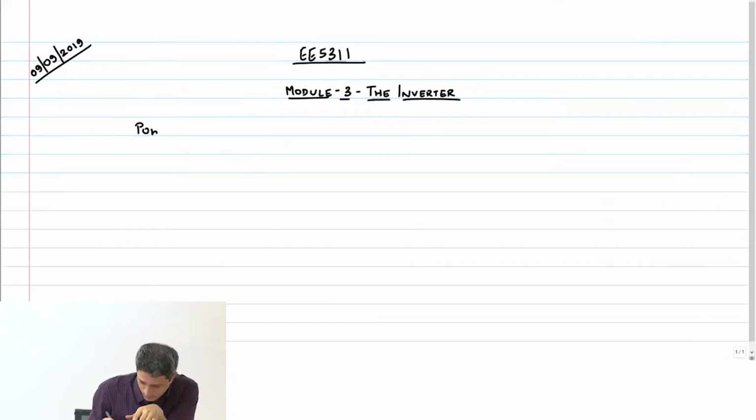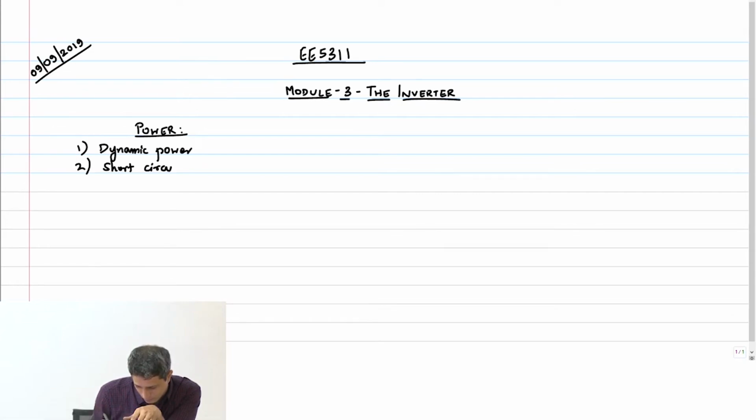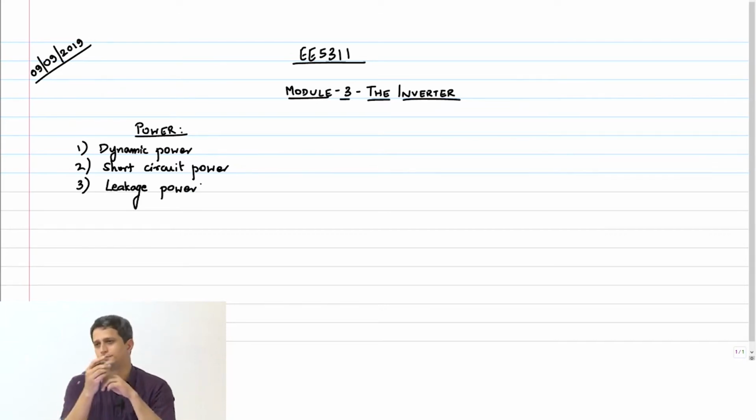Let's continue with our discussion on power. That's what we were discussing last class. We said there are three components to the power. One is dynamic power, two is short circuit power, and three is leakage power.